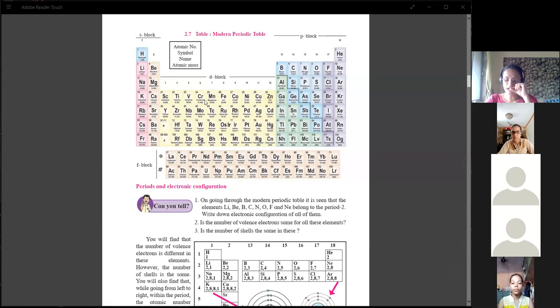Due to the increased nuclear charge, the electrons are pulled toward the nucleus to a greater extent and thereby the size of the atom decreases. This is the answer of exercise question number 7C. Pick it out. Question number 7C.